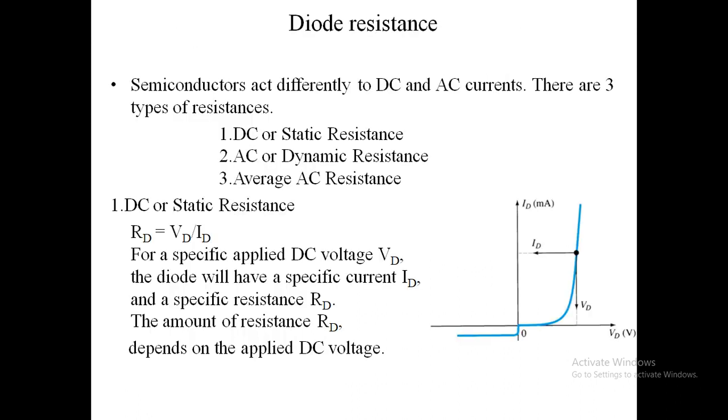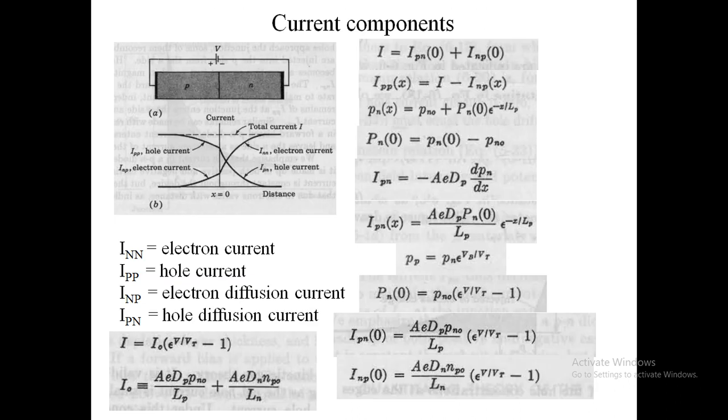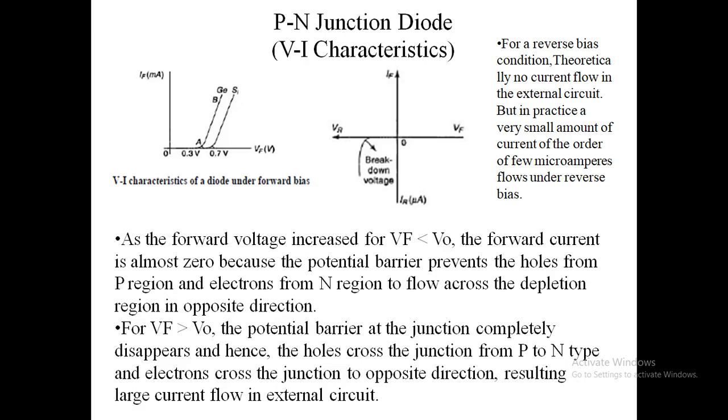During the forward bias, when you apply a forward voltage, the forward current will increase. When you apply reverse bias, there is no crossing of holes and electrons, so no current will flow initially. After some time, breakdown will occur, and then the current will flow suddenly. This is the reverse bias characteristic.